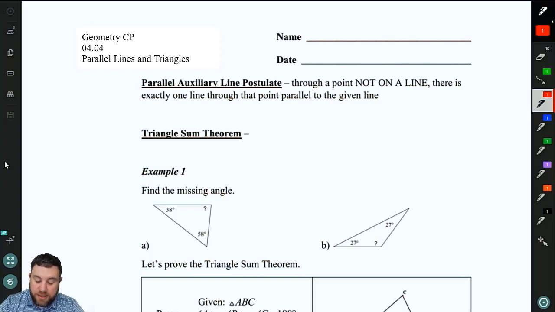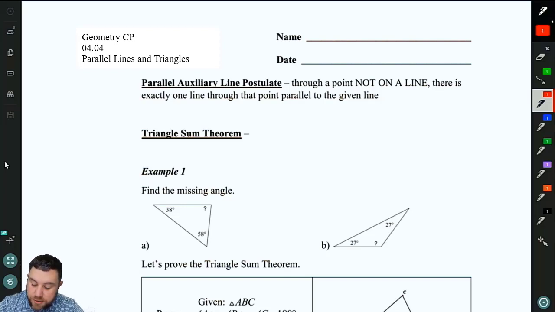So before we get started, we need to look at this postulate. It's the parallel auxiliary line postulate. That's not really the name of it. It doesn't have a specific name, so I just gave it something that kind of tells what it is. But very seldom will you need to use this, so don't stress over trying to memorize this name, because like I said, it's not its real name.